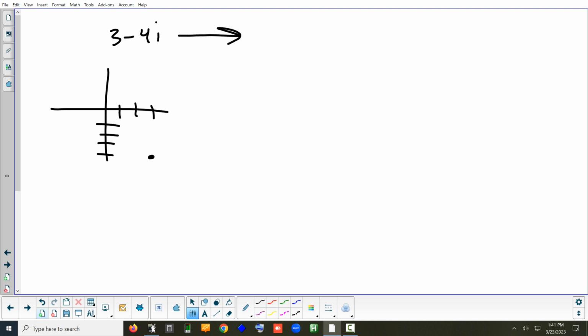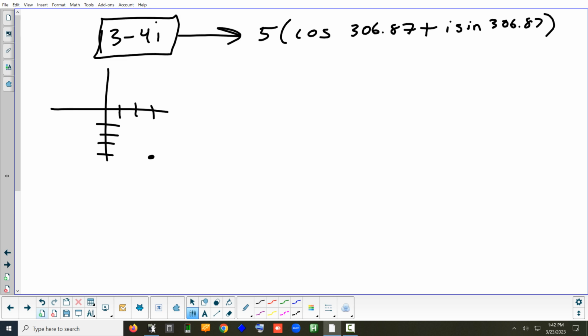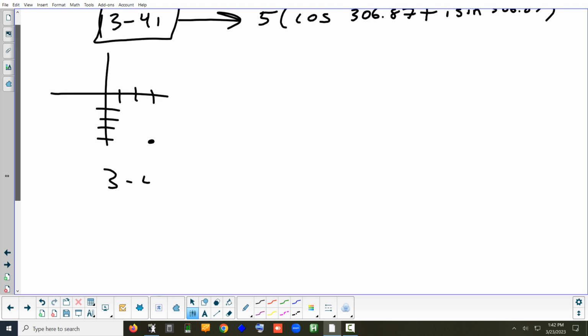And we had converted it to trig form. I remember the radius was 5. The angle was 300 something. 306.87? Okay. So I'm going to come back to that, 5 cosine 306.87. I'm going to take this first, and I'm going to do something with it. Okay. I'm going to raise it to the 3rd power.